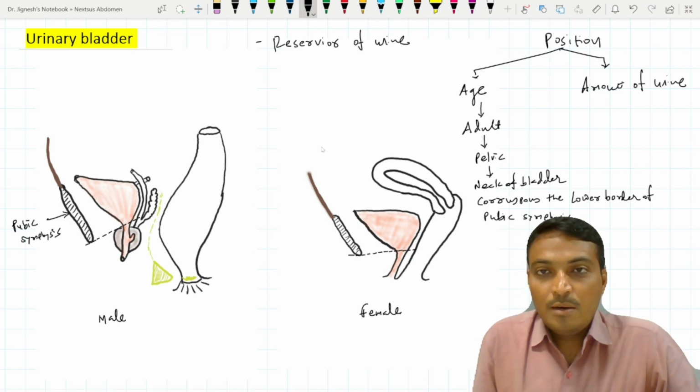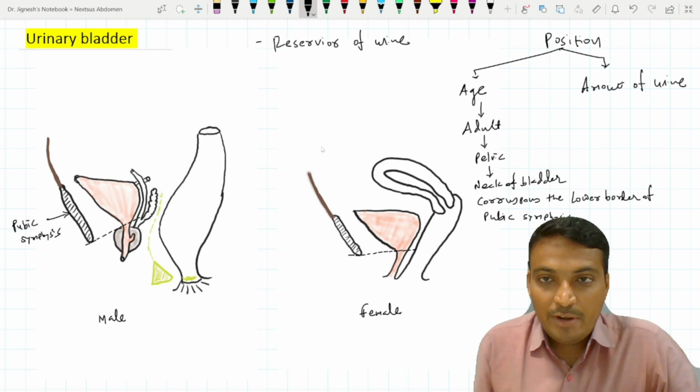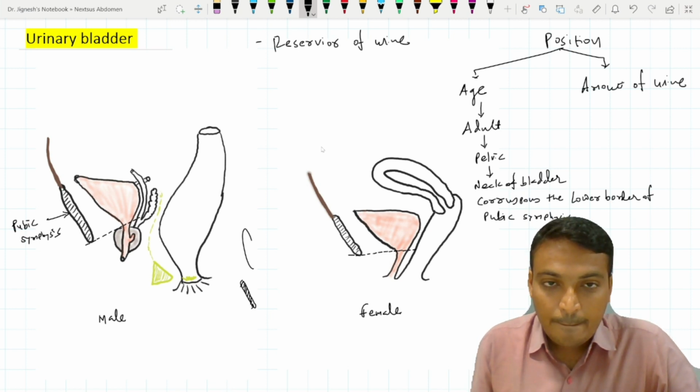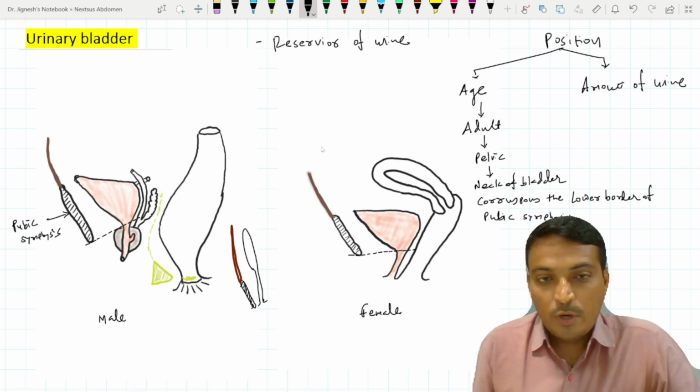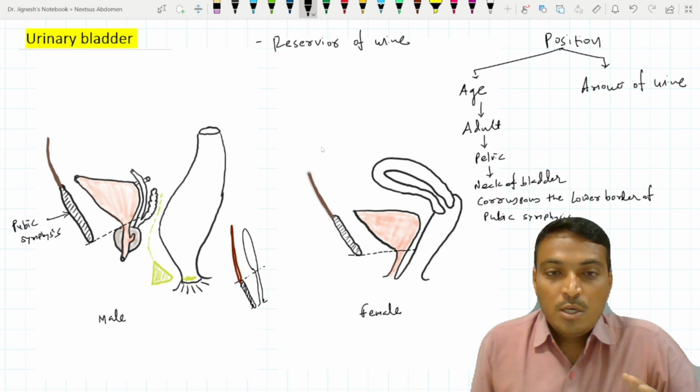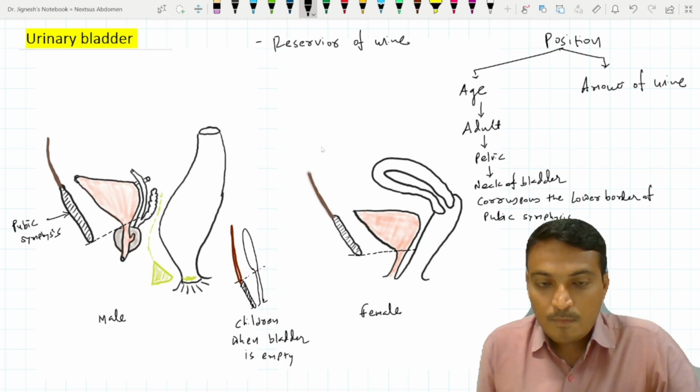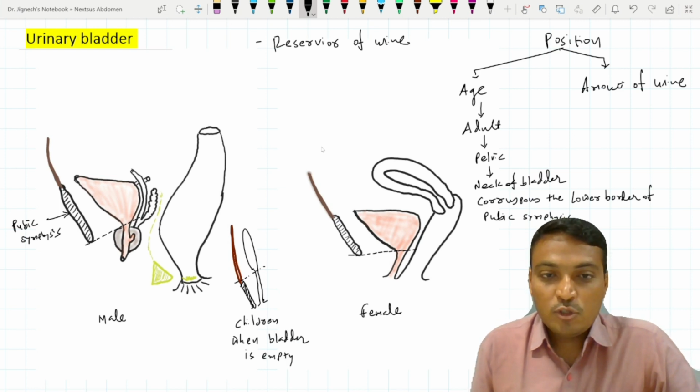While when we see the young child, when we try to draw the bladder, and for that, when we draw the sagittal section, this one is the pubic symphysis, and here this is the bladder. So in case of the children, the neck of the bladder corresponds approximately to the upper border of the pubic symphysis. So when the bladder is empty in case of the children, the neck of the bladder corresponds approximately to the upper border of the pubic symphysis.